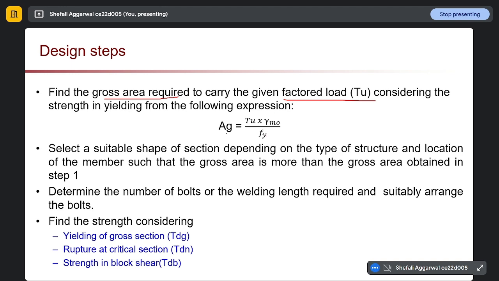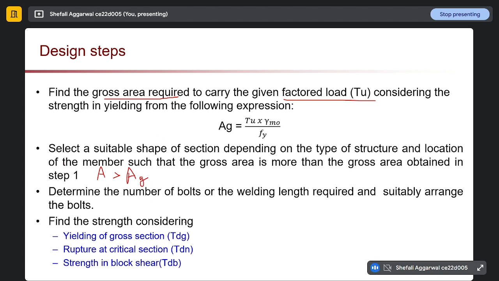So after calculating the area, we will select a suitable shape of the section depending on the type of structure and location of the member, such that the gross area is more than the gross area obtained in step 1. So we will select an angle section, I section, C section, whatever we are selecting, so that this area is always greater than AG, which we have calculated in step 1. After getting a suitable section, we will have all the different properties of our section.